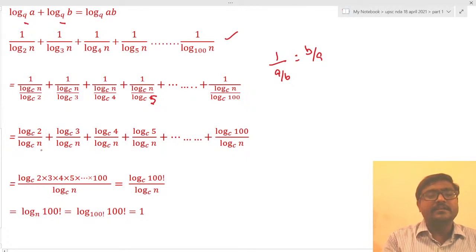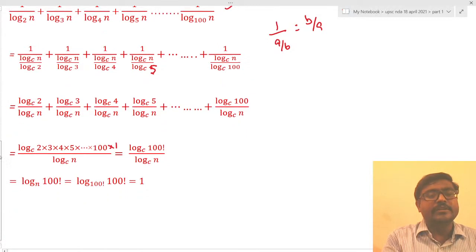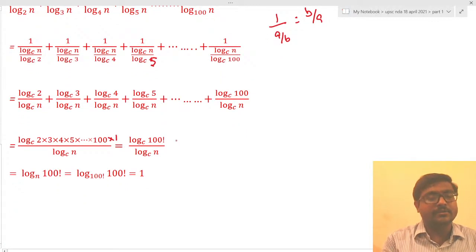So I can just add over the LCM. And when the base is the same, you can add the numerators. When you add them, what will happen? We have to multiply the values. So I just multiply 2 into 3 into 4 into 5 up to 100. Into 1 is missing, but even if you write 1, it will not affect the result. So the product from 1 to 100 can be written as 100 factorial. You know that. So the numerator becomes log 100 factorial.